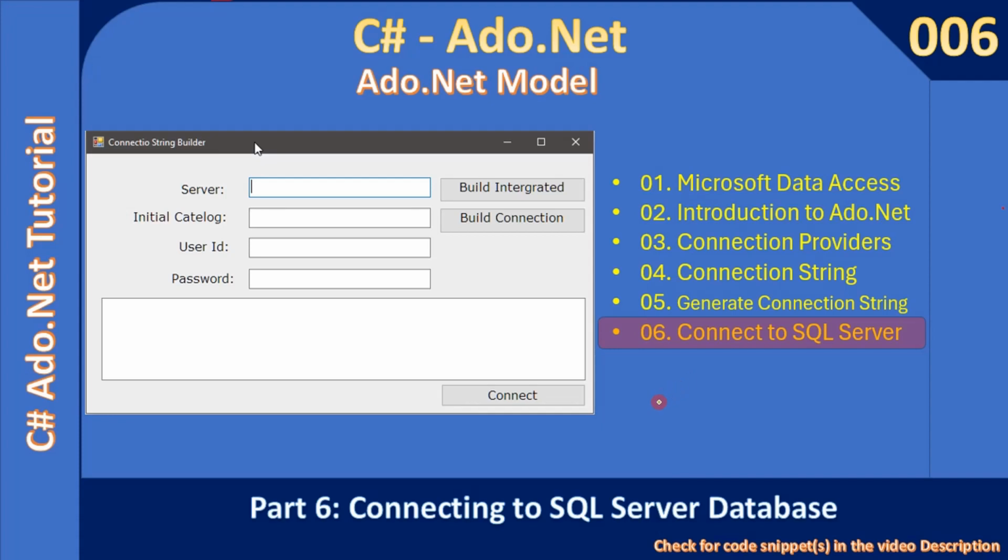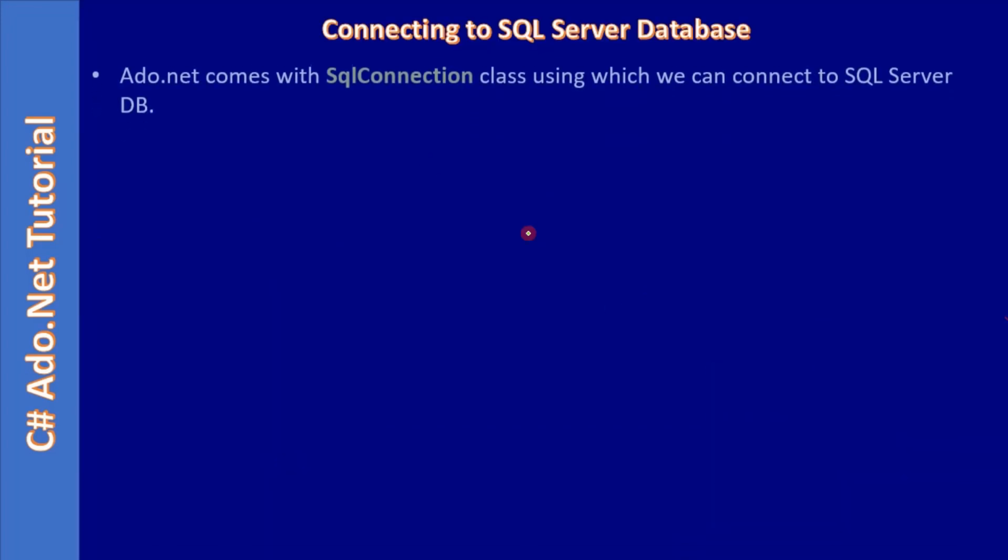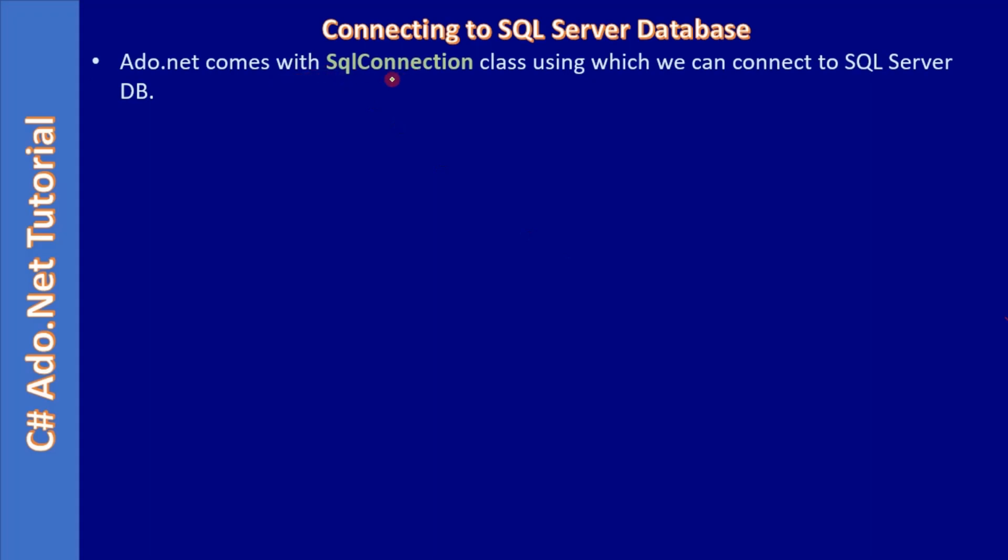Now we are at the final part of the sub-series ADO.NET model, and in this video we will see how to connect to a SQL Server database. ADO.NET comes with a SqlConnection class using which we can connect to SQL Server DB. We learned about this SqlConnection class in one of our previous videos in this sub-series.